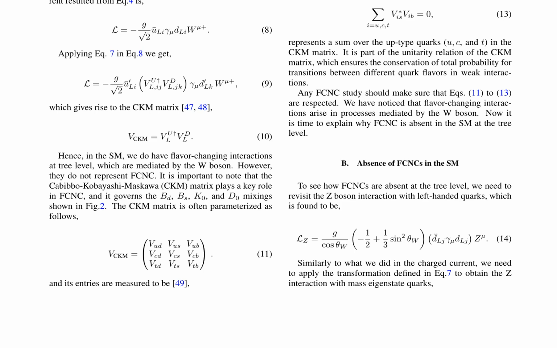The CKM matrix is parameterized, and its entries are measured, providing a crucial tool for understanding the underlying mechanisms of FCNC. The author's emphasis on the unitarity property of the CKM matrix serves as a reminder that any realistic model of FCNC must respect this fundamental requirement.